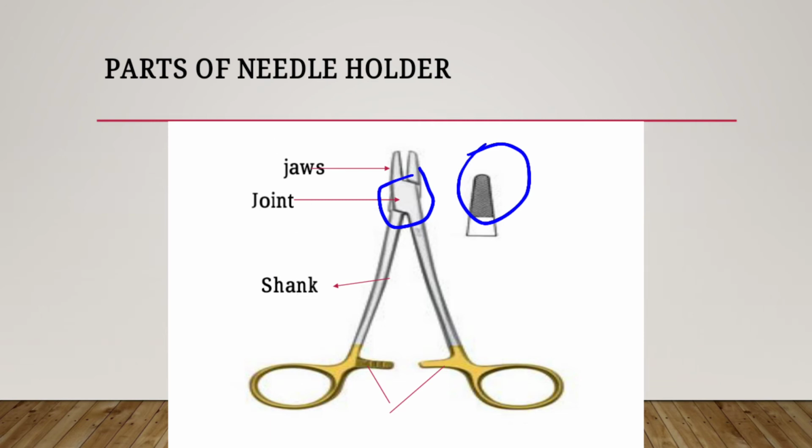The second one is the joint, similar to that of the scissors. Another one is the shank, which is similar to that of scissors, and the rings. Another most important part is the ratchet. The ratchet is used to lock the needle holder while suturing or attaching it to the needles. There are also serrations on the jaws of the needle holders.